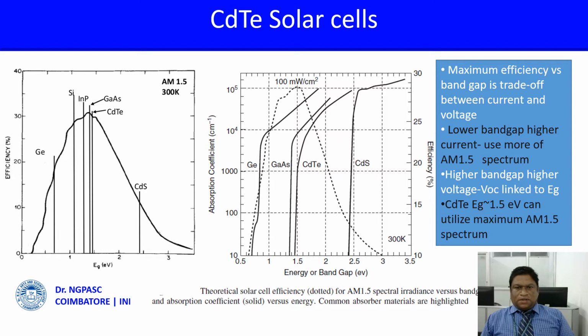You can see in the first diagram, the efficiency percentage diagram, indium phosphide, then gallium arsenide, then here cadmium telluride. So cadmium telluride is near the maximum value of this efficiency. You can obtain the maximum efficiency for the AM 1.5 spectrum of the sun. So this is the advantage of cadmium telluride solar cells.